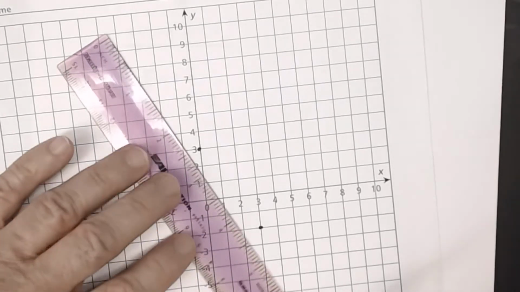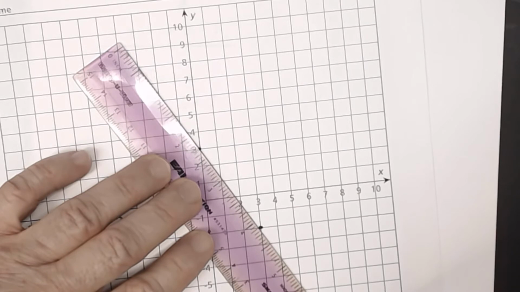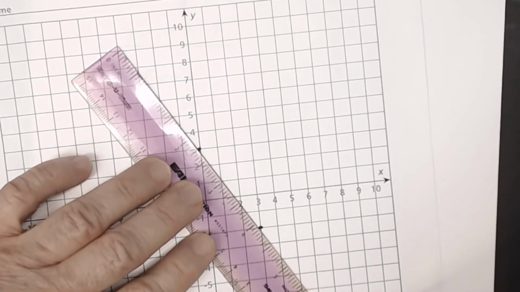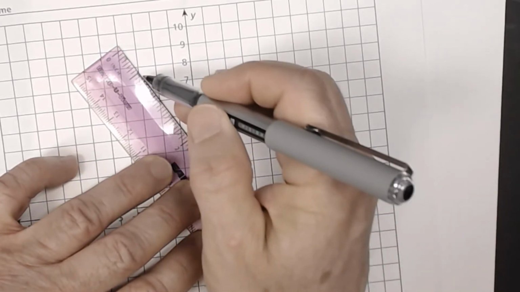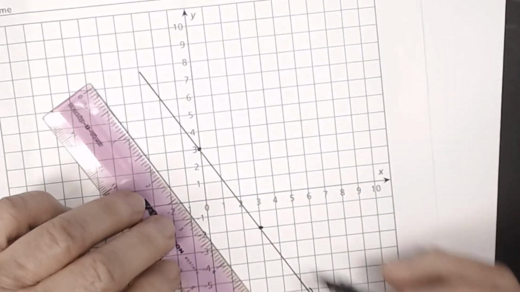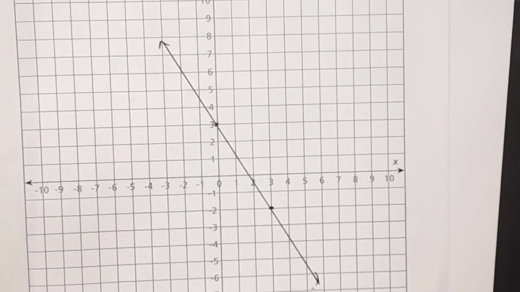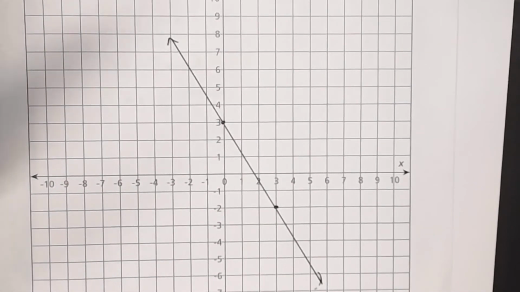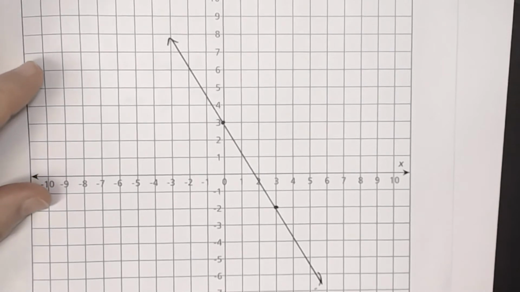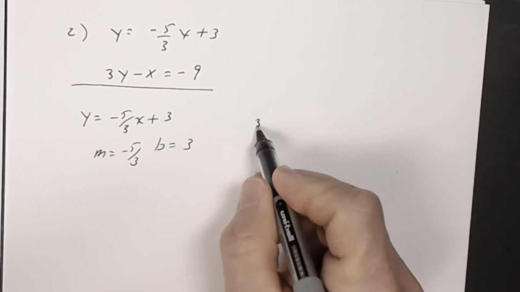We graph that line, and I get something that looks like this. Now my pen point is thick, so it may not come out exactly where they're supposed to intersect. So that's the first equation. Now my second equation is this. I'm going to go ahead and write that second equation.